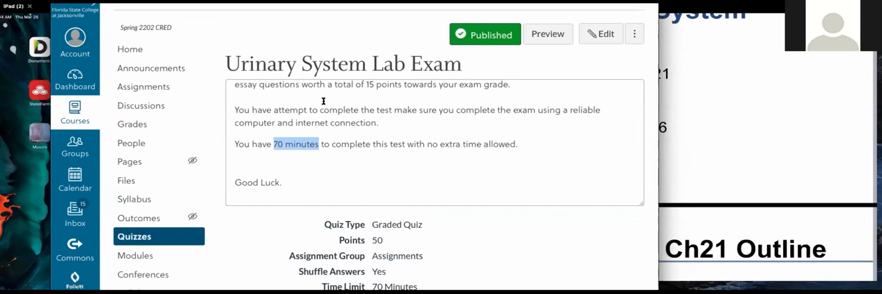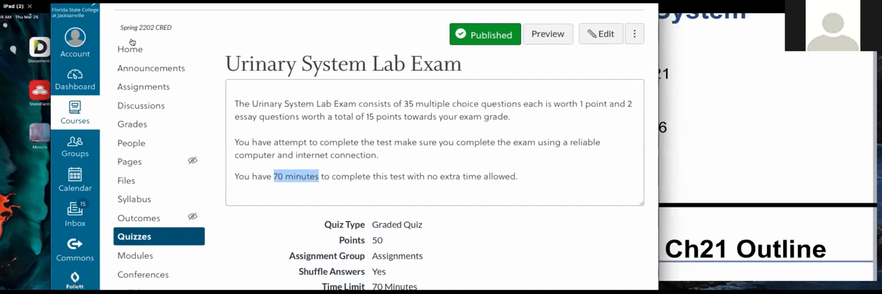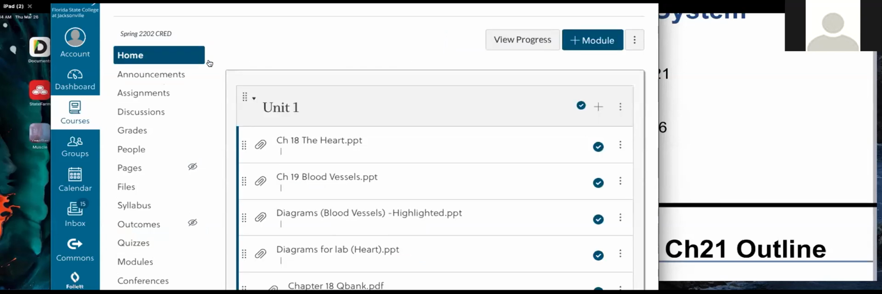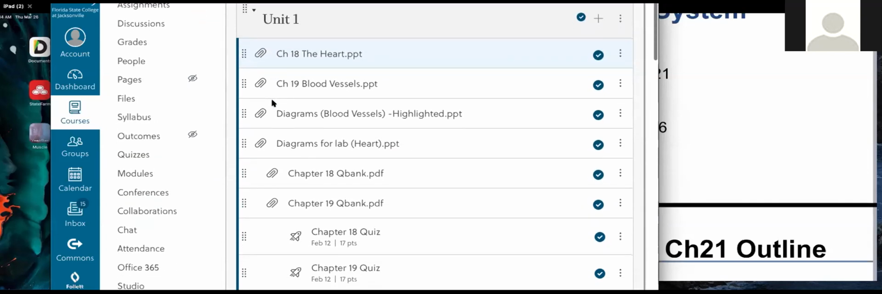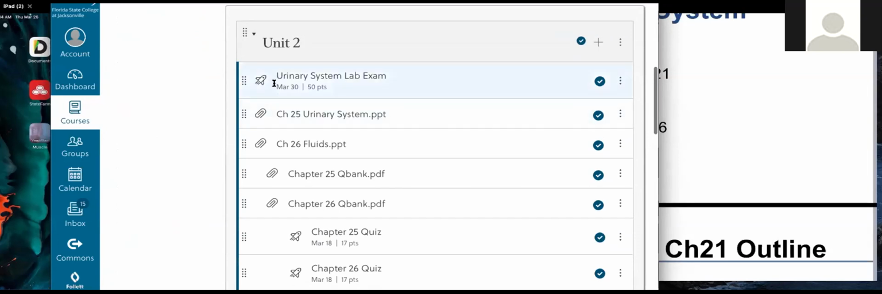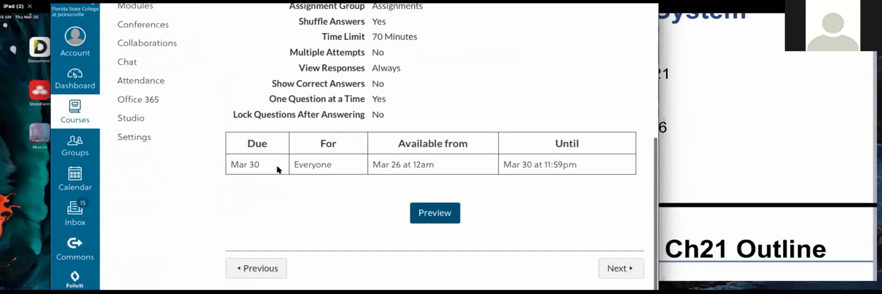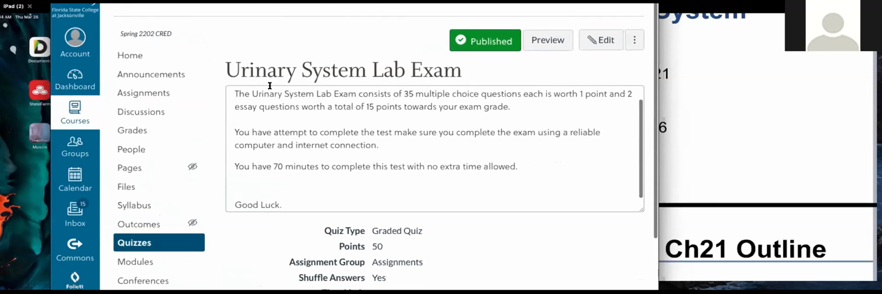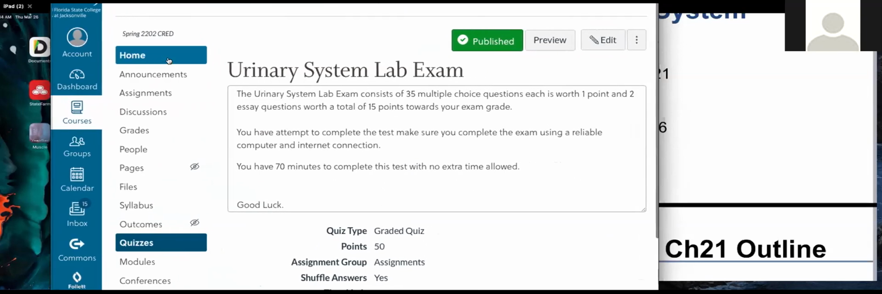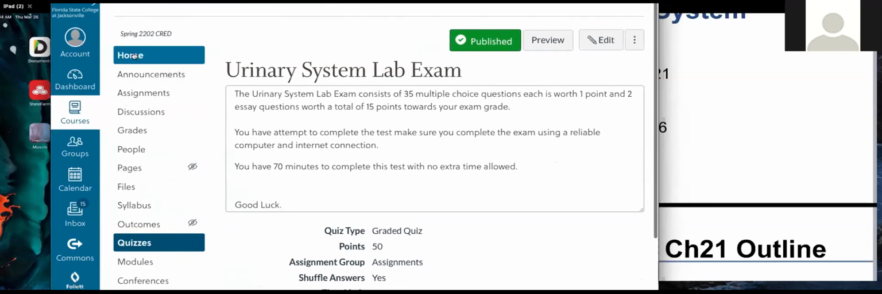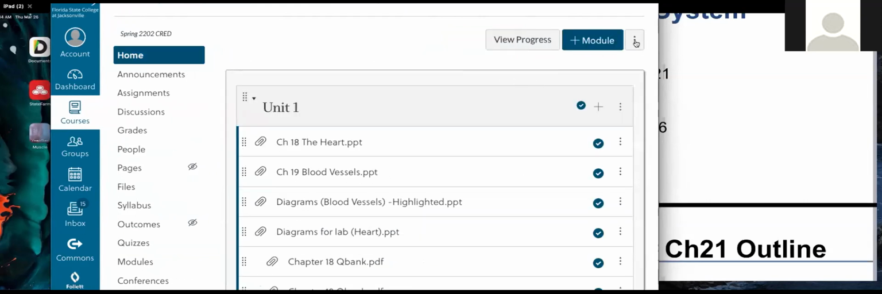All right, so again, urinary system lab exam: you're going to be opening the home page on Canvas. You scroll down to Unit 2. This is where you're going to have the urinary system lab exam. You press on it and you're going to be good to go. You're going to be completing the exam. So let me get a student view for.